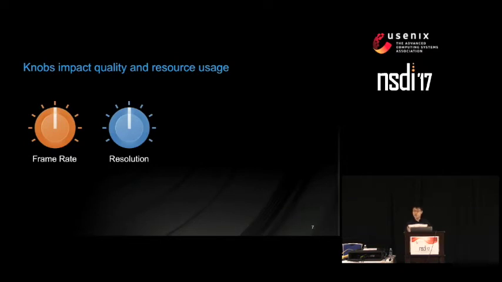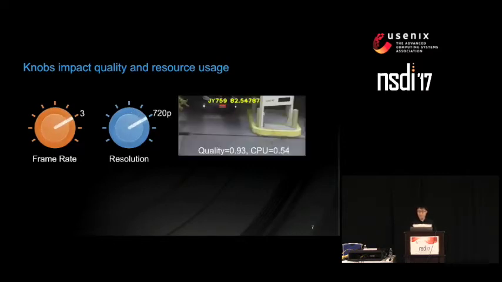Changing the configuration parameters, or tuning these knobs, will have an impact on both resource usage and quality. For the license plate reader, if we sample the frames to get 3 frames per second and run it at 720p resolution, it could identify and read license plates in high quality with 93% accuracy. However, this also requires much more computation resource.